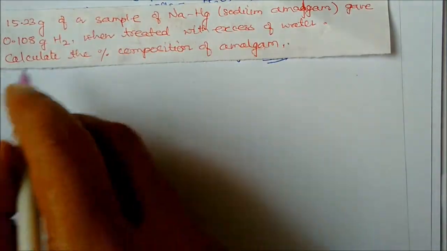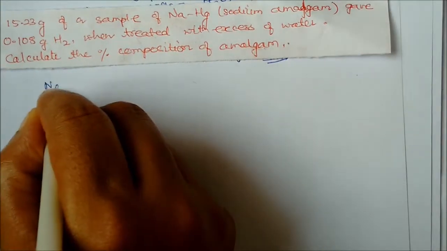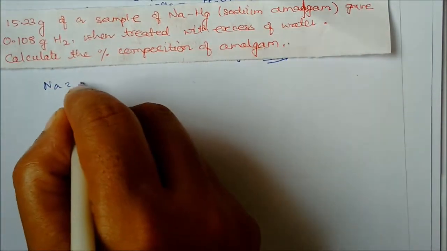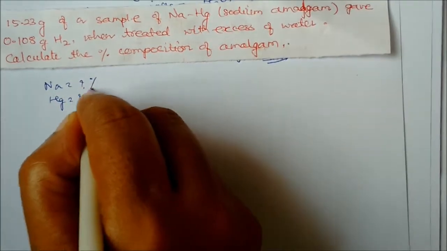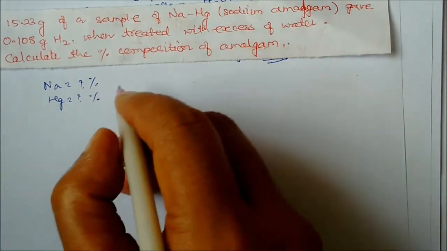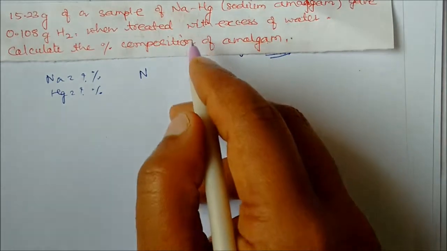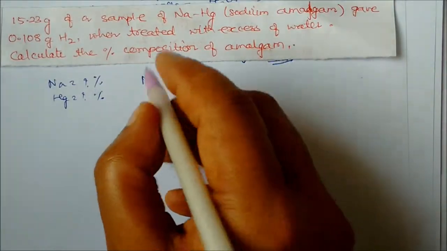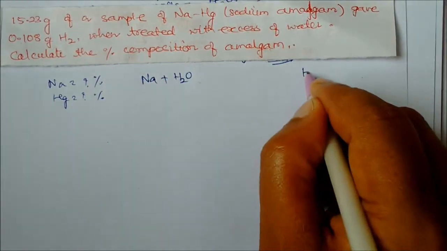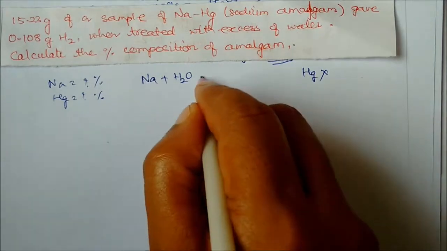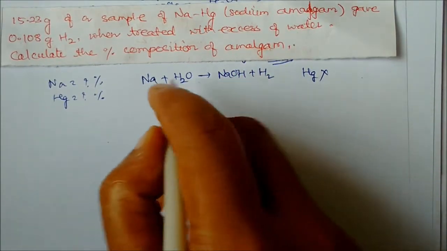So first, the percentage of amalgam means we have to find out how much sodium is there and how much mercury is there. So we have to find it in terms of percentage. So how to solve it? First we have to write the equation. If sodium amalgam is treated with water, it will react with water. Sodium will react, mercury cannot react. Only sodium. So they will give you sodium hydroxide plus hydrogen gas.